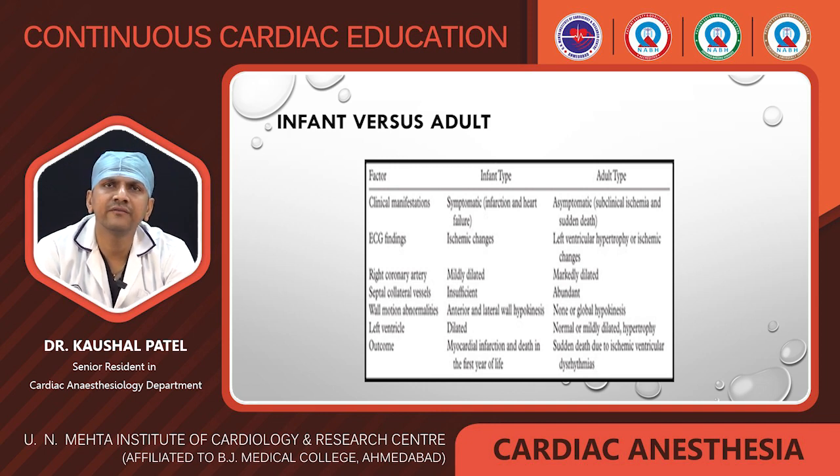The outcome of the infant type of ALCAPA is myocardial infarction and death in the first year of life, and in the adult type of ALCAPA, if it is operated early, the outcome is good, but the patient may present with sudden death due to ischemic ventricular dysarrhythmias.